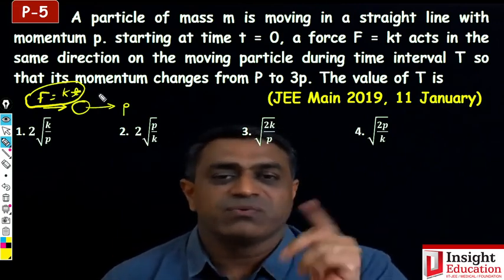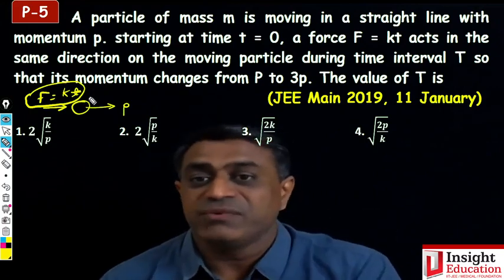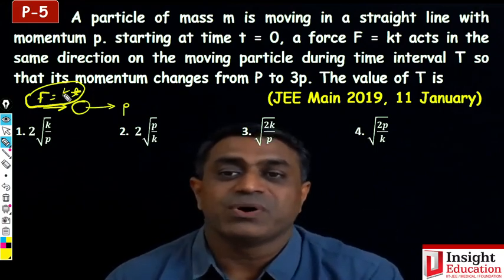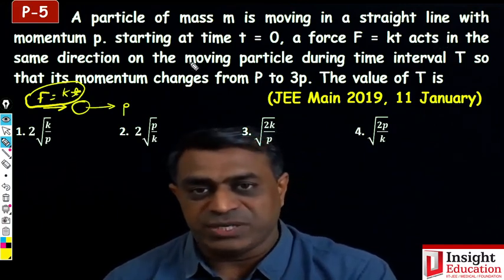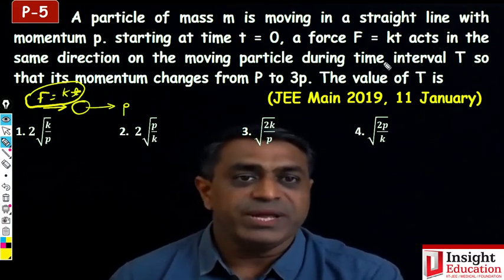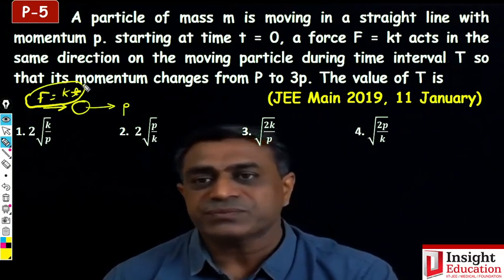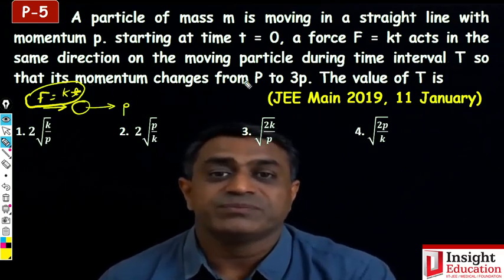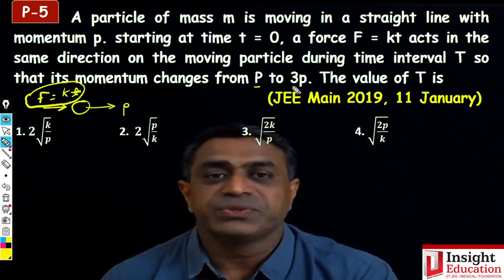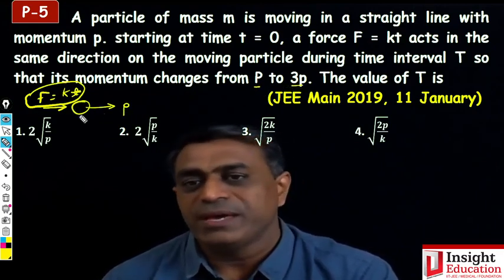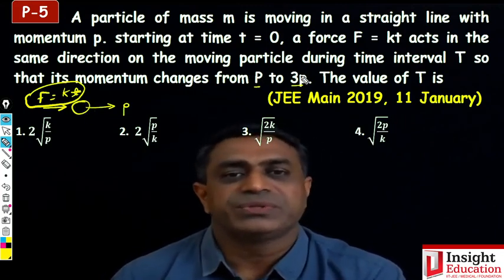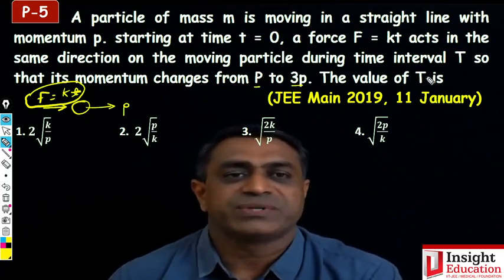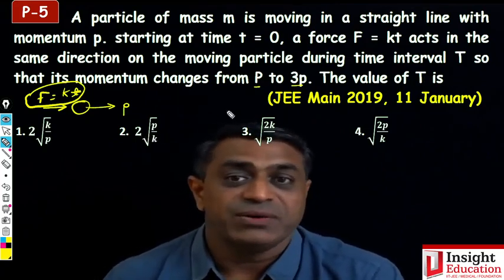Force is equal to mass into acceleration, but here we cannot use that. It means force depends upon time. So F is equal to kt acts in the same direction on a moving particle during the time interval t, so that its momentum changes from p to 3p. Because of this force, the initial momentum is P and the momentum increases from P to 3P. Find the value of time T.